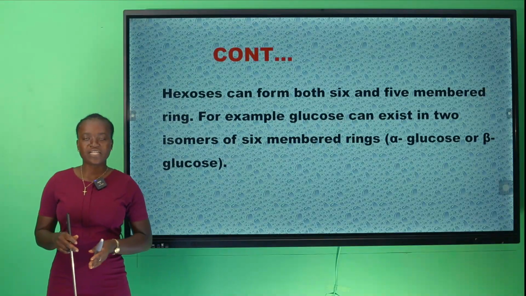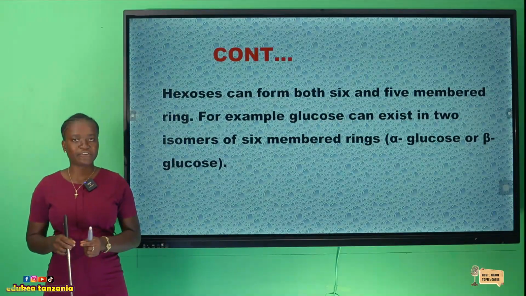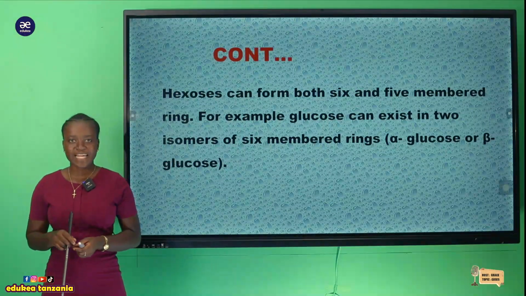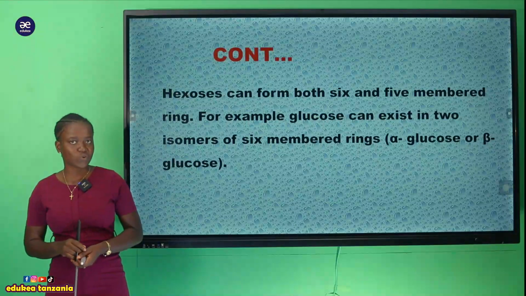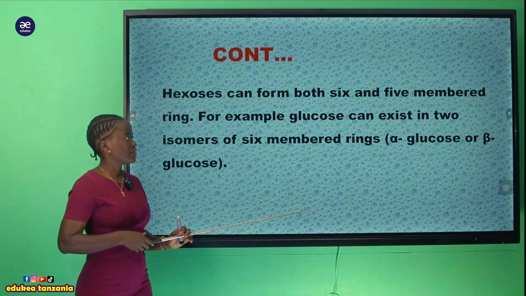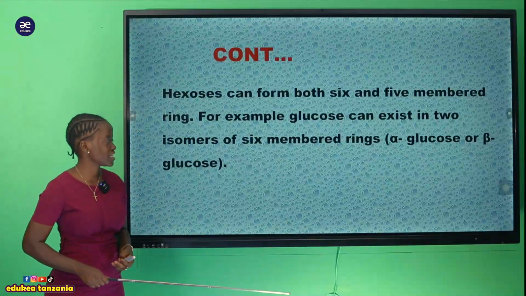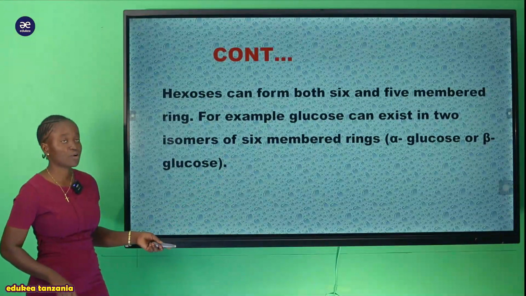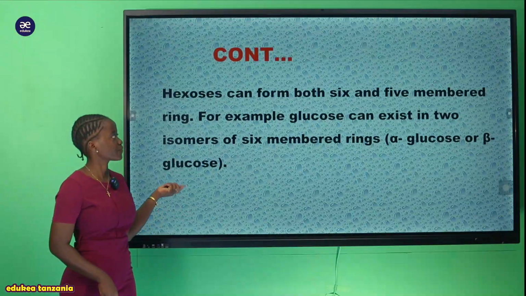Students, we are proceeding looking at the structure of the monosaccharide, that is hexose sugar. So now let's see the difference between the ring structure of alpha glucose and the ring structure of beta glucose.